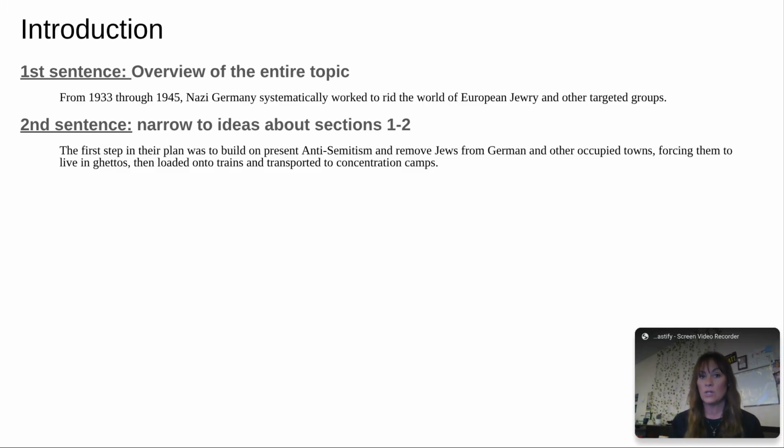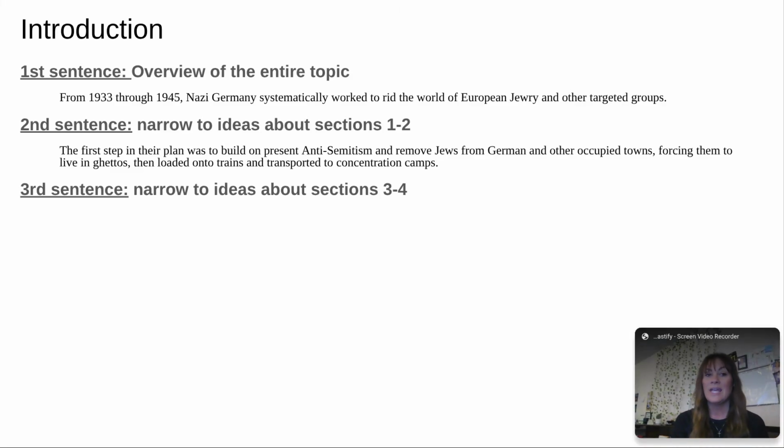Your second sentence starts to narrow. Think about what you talked about in sections 1 and 2. How was this a systematic process, or what was the first step? You can say something like, the first step in the plan was, or the first thing the Jews experienced was. Here I included removing the Jews from occupied towns, forcing them to ghettos, then loading them onto cattle cars to the concentration camps. Again, our whole introduction is going to be about 5 sentences long.